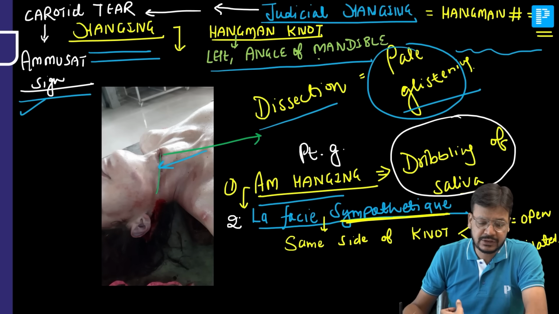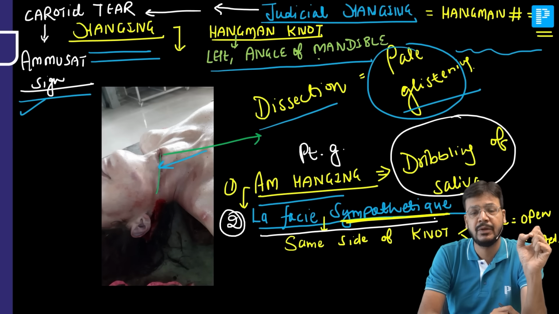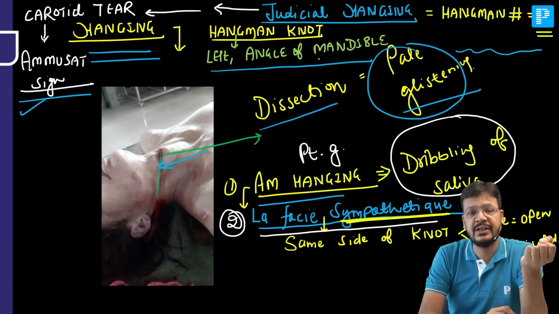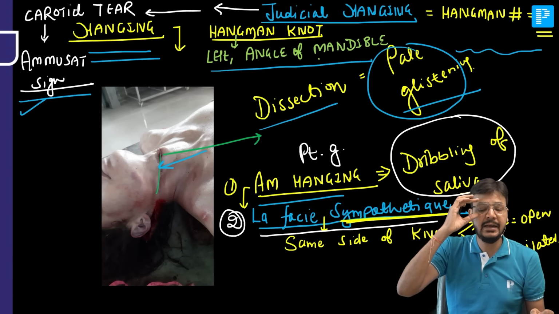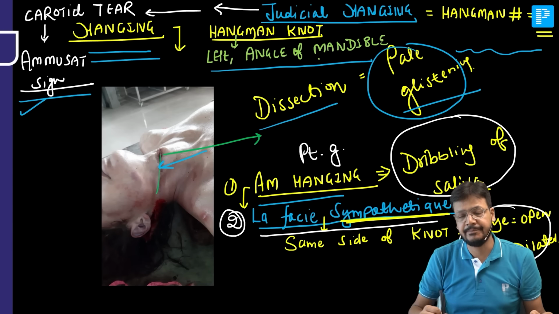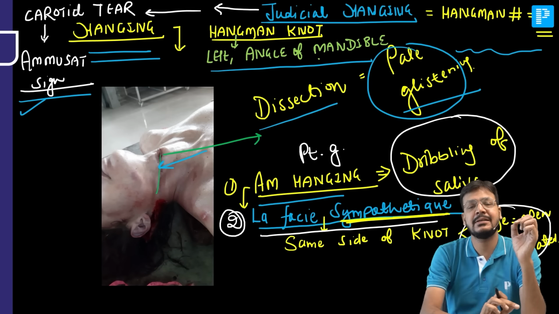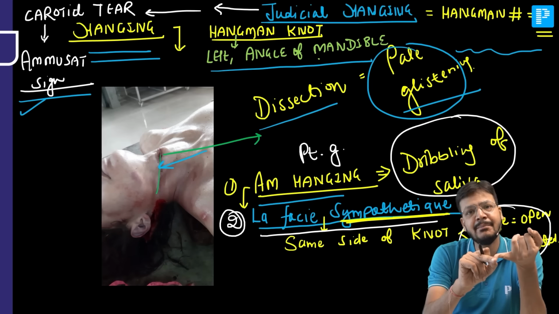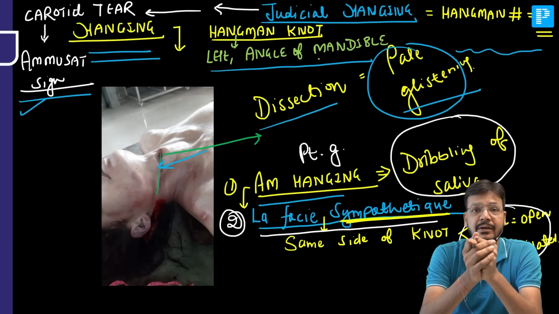The second most characteristic finding of antemortem hanging is la facies sympathique. What is la facies sympathique? It is a cervical sympathetic chain stimulation. On the same side of the knot, the eye remains open and the pupil is dilated. This is la facies sympathique. So this slide is very important. Hangman fracture of C2 vertebra. Amussat sign in judicial hanging, carotid tear.